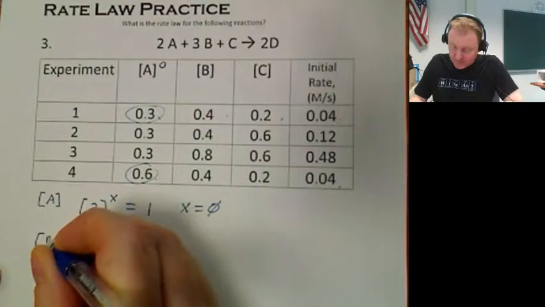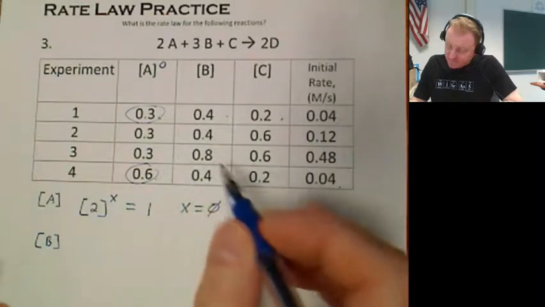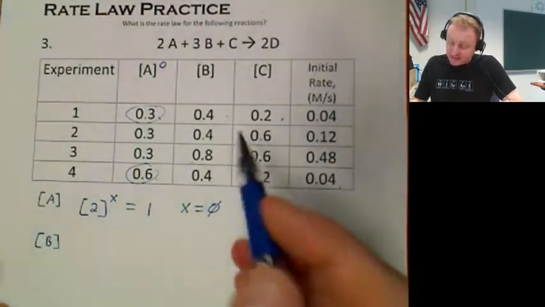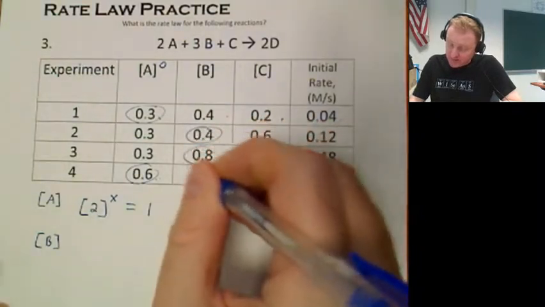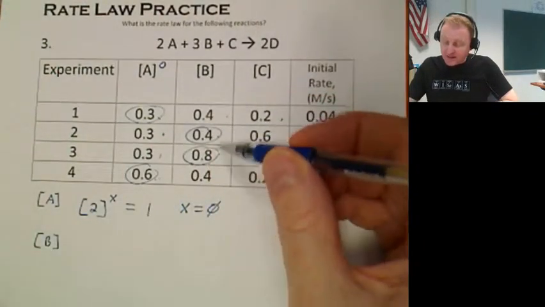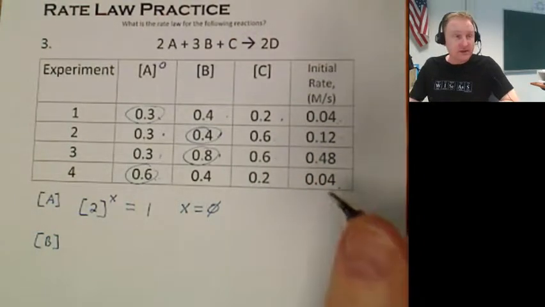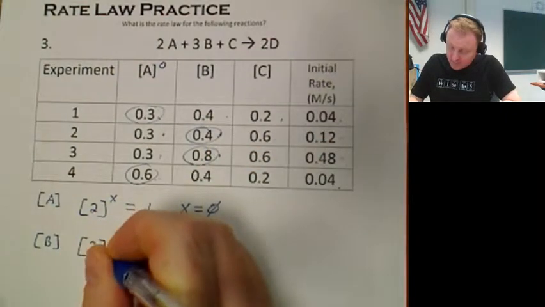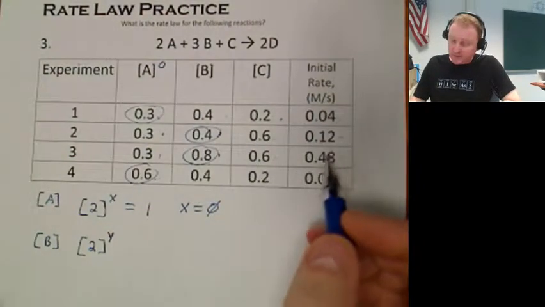Now let's look at B. We see that it's changing here, and we want an example where C and D are not changing. I'm sorry, A and C are not changing. So here we have a change in B, and if we look here, A doesn't change. B does change, it doubles from here to here, and C doesn't change. So the change in the rate is entirely based on B. As B doubles in concentration, I'm going to say this is to some power Y. What happened to the rate of the reaction?